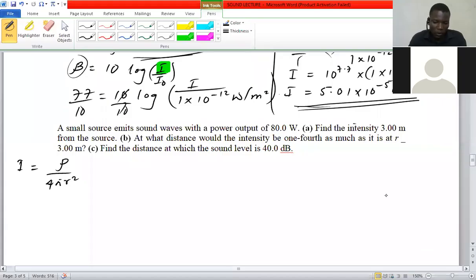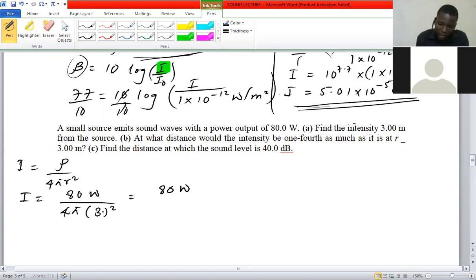A small source emits sound waves with a power output of 80 watts. Find the intensity 3 meters from the source. This 3 meter is the radius, so this is the formula we're going to use. Intensity equals the power, 80 watts, over 4 pi times 3 meters squared.